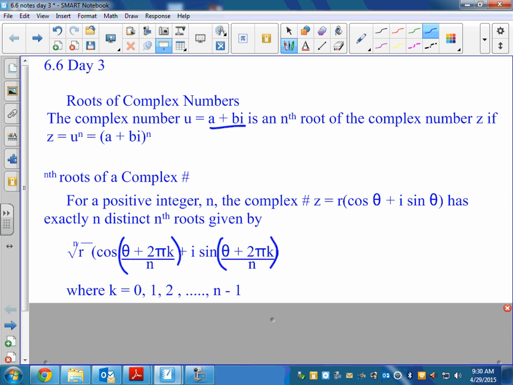So if I said find the cube roots, then n would be 3, and there would be 3 answers. It has n distinct nth roots. If I said find the fifth roots, then n would be 5, and you would have 5 answers. If I said find the square roots, then n would be 2, and you would have 2 roots.